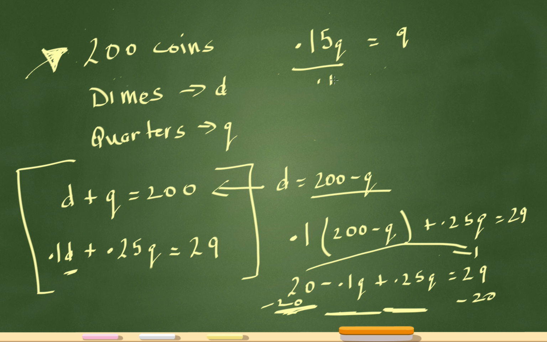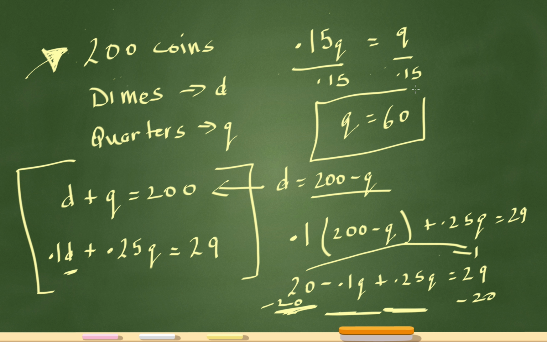So divide both sides by 0.15, and Q will equal 9 divided by 0.15. I'm going to use my calculator for that. So 9 divided by 0.15 will be 60. So Q equals 60.